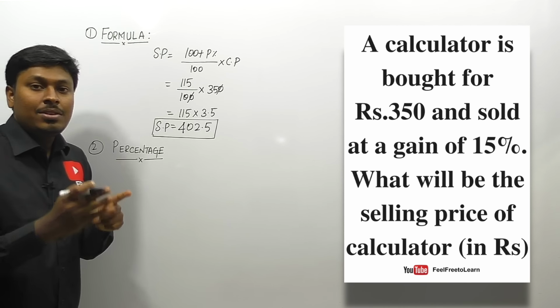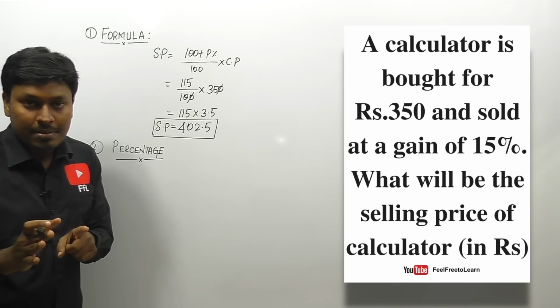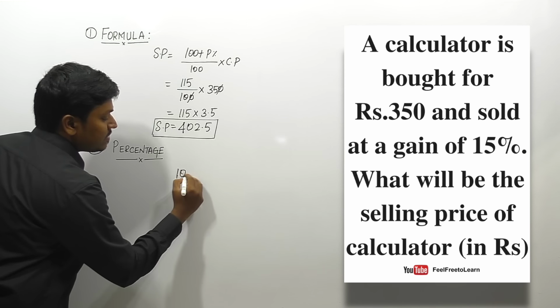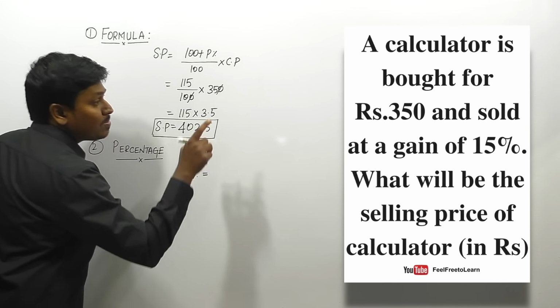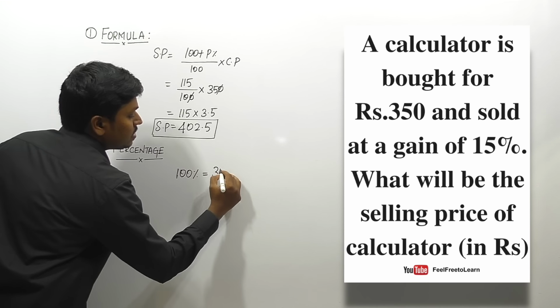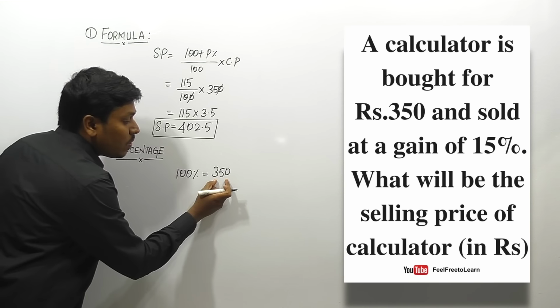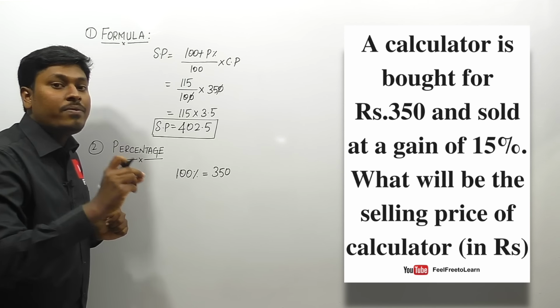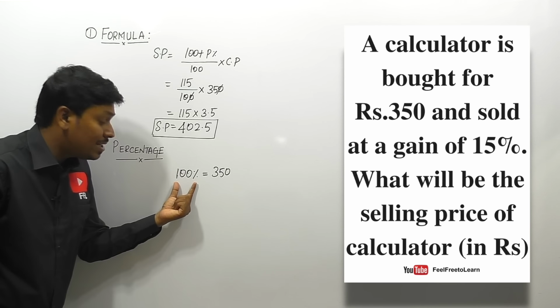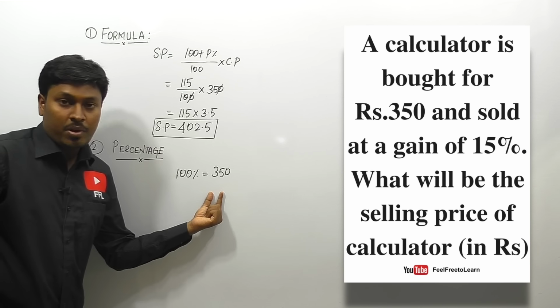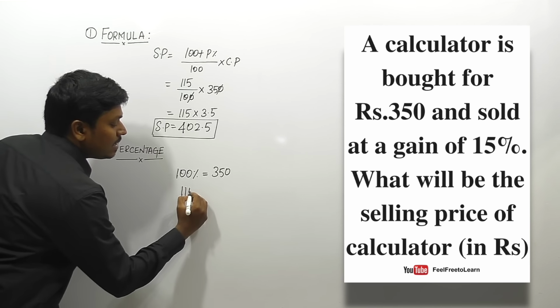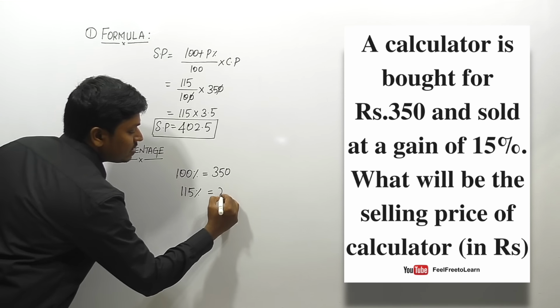We already know that cost price should always be taken as 100%. Here 100% will be the cost price. So here the cost price of the calculator will be 350. So 350 will be the cost price, that is 100%, and he decided to sell this calculator at a profit of 15%. 100% cost price, 15% profit. So this can be taken as 115% is equal to X.